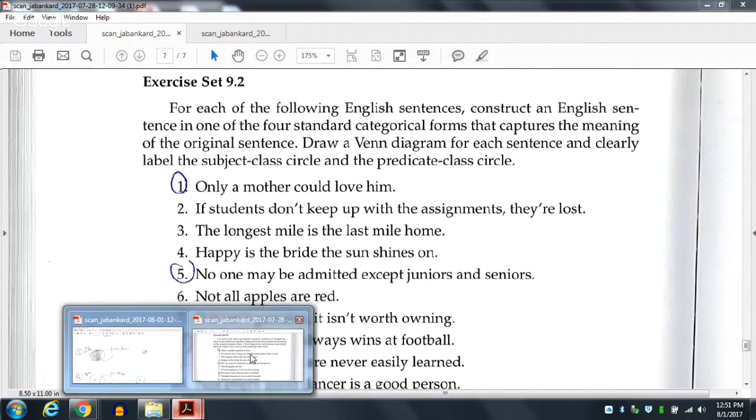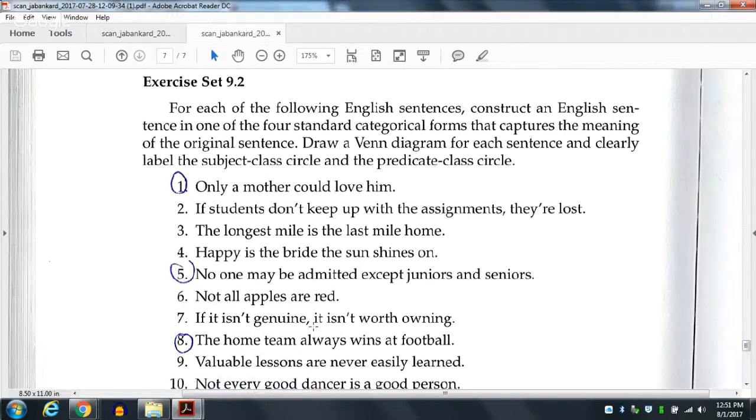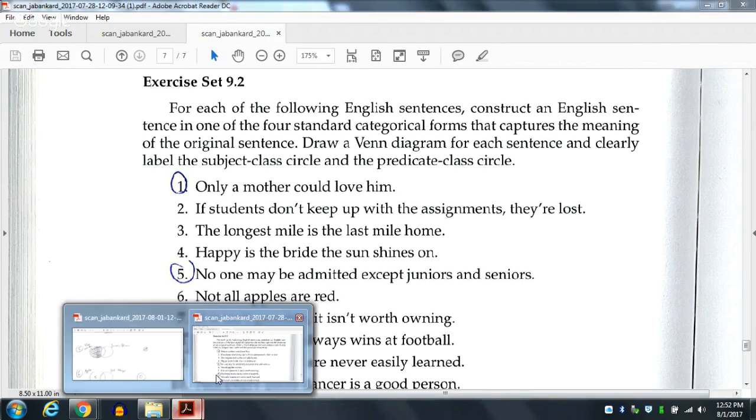Number 5, no one may be admitted except juniors and seniors. What you're saying here is only juniors and seniors are allowed in, right? If no one can come in except juniors and seniors, then only juniors and seniors are allowed. So it goes right back to number 1. Only juniors and seniors are allowed in.